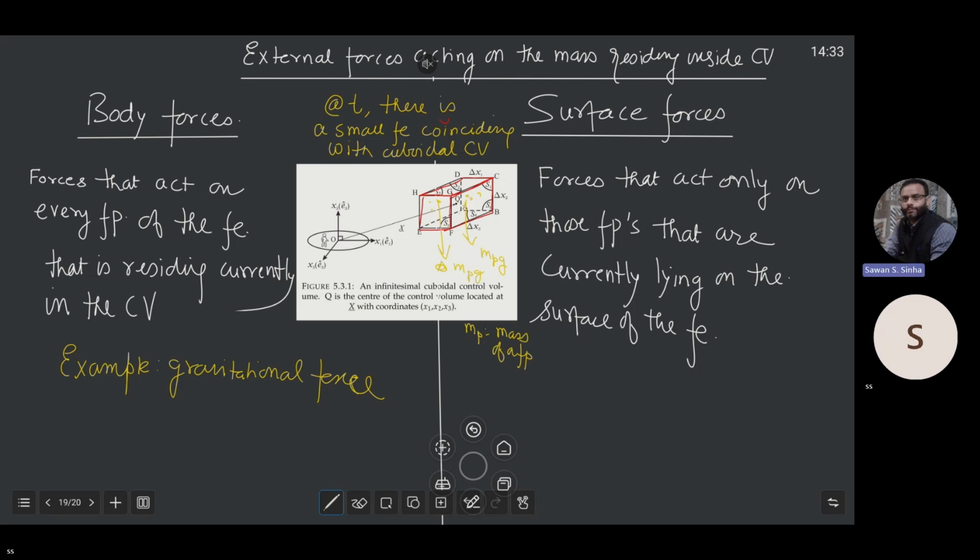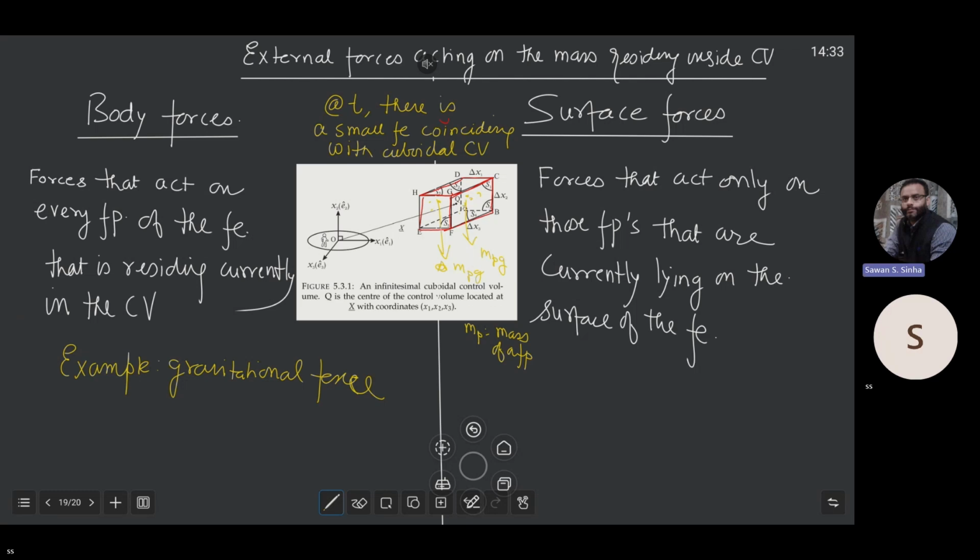Fine? In the body force, everybody was experiencing it. Here only some special fluid particles are experiencing it, which are on the surface. Who is exerting that surface force? Here it is clear: gravity, the earth is pulling every fluid particle. Who would exert the surface forces? Yes, yes, the neighborhood, the fluid neighborhood.